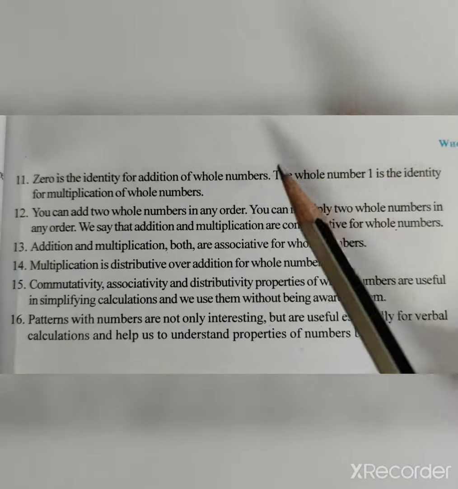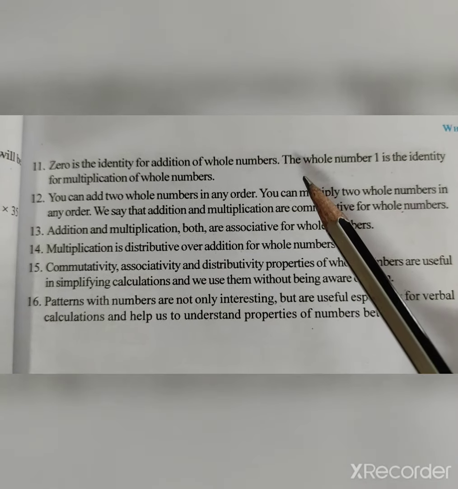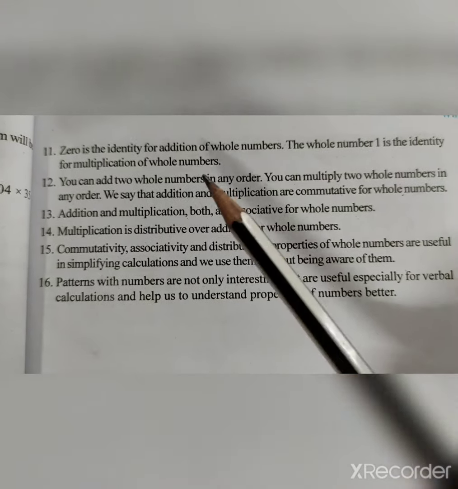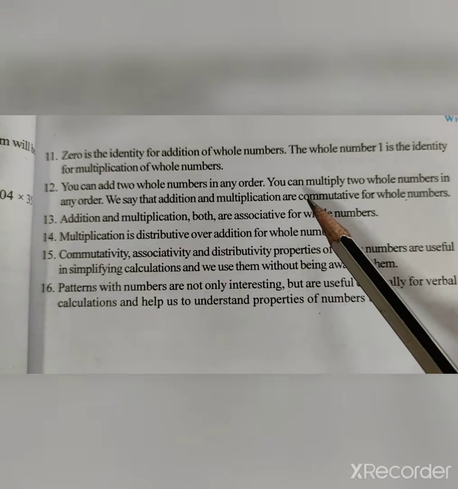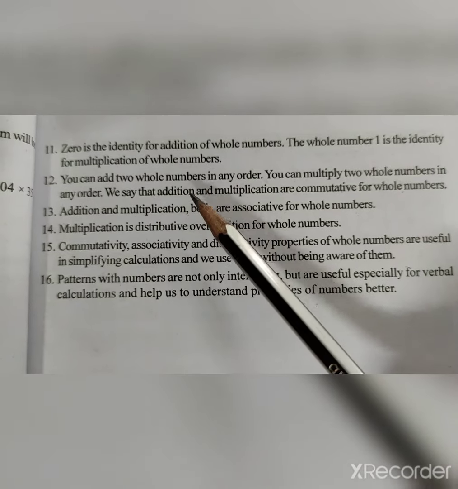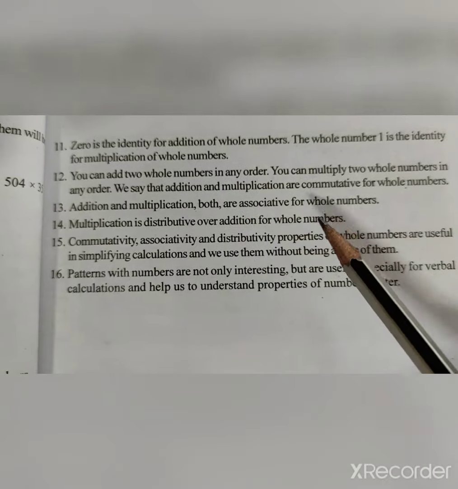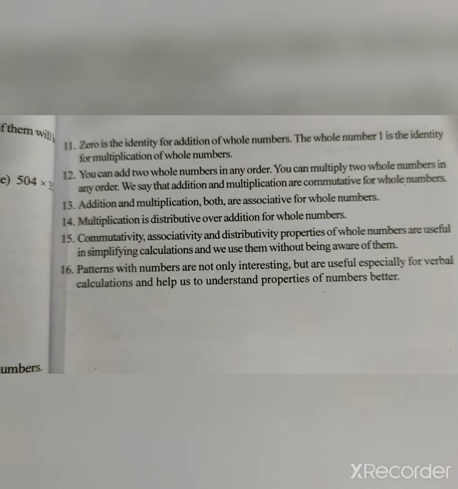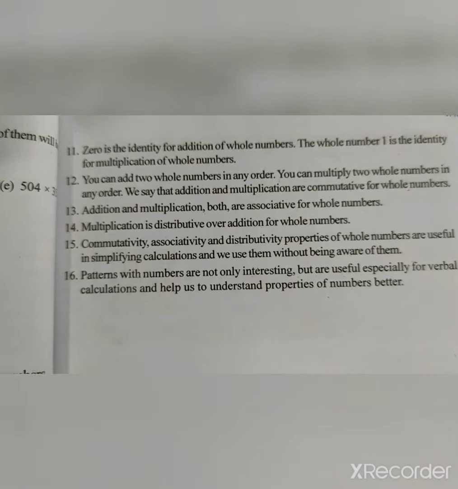Now 0 is the identity for addition. When we add 0 to any number, we get the same number as a result. The whole number 1 is the identity for multiplication. You can add two whole numbers in any order, that means commutativity, and multiply in any order. We say that addition and multiplication are commutative for whole numbers. Addition and multiplication both are associative for whole numbers. That means we can shift the bracket. The position of the bracket we can change. Multiplication is distributive over addition for whole numbers and over subtraction also.